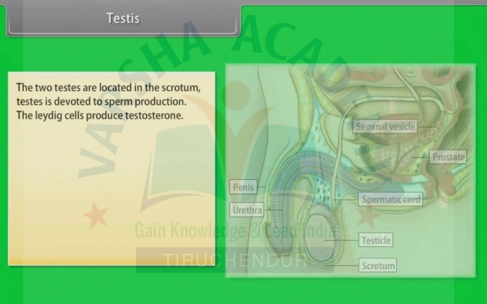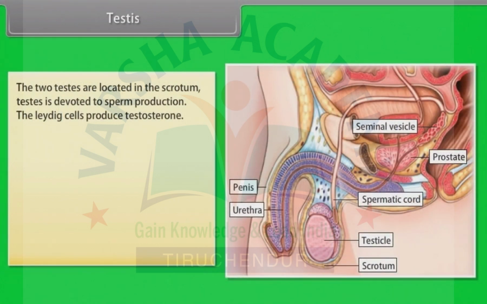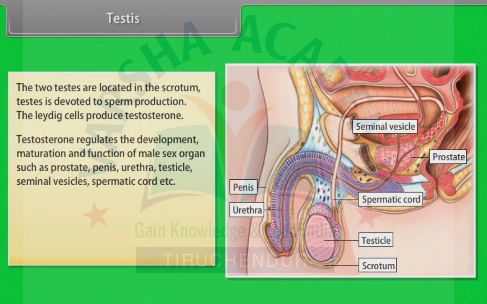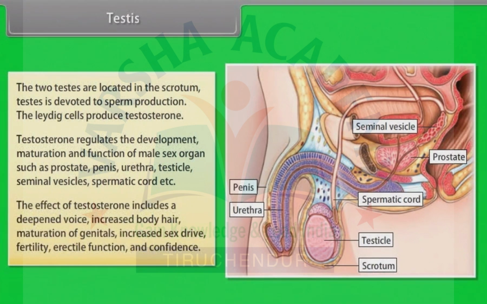Testes. The two testes are located in the scrotum. Testes are devoted to sperm production. The Leydig cells produce testosterone. Testosterone regulates the development, maturation, and function of male sex organs such as prostate, penis, urethra, testicle, seminal vesicles, spermatic cord, etc. The effects of testosterone include a deepened voice, increased body hair, maturation of genitals, increased sex drive, fertility, erectile function, and confidence.